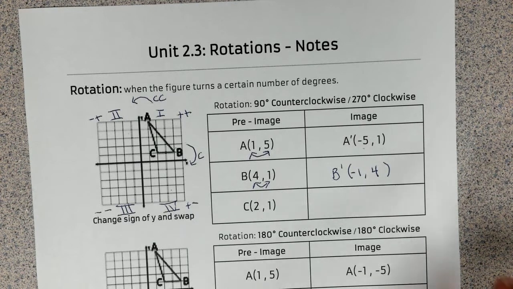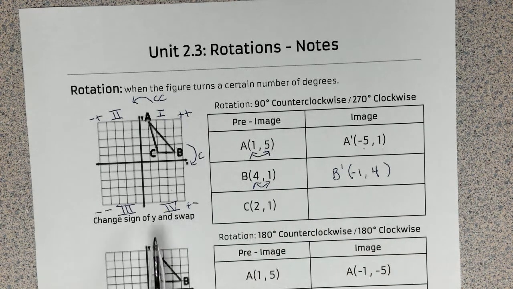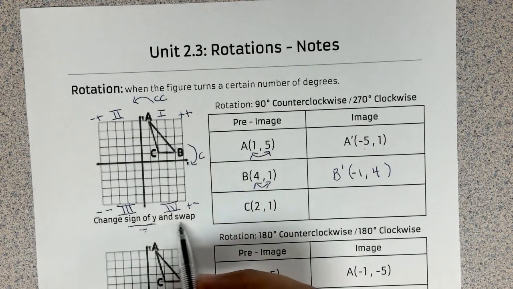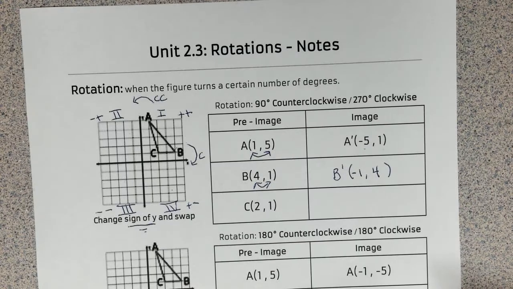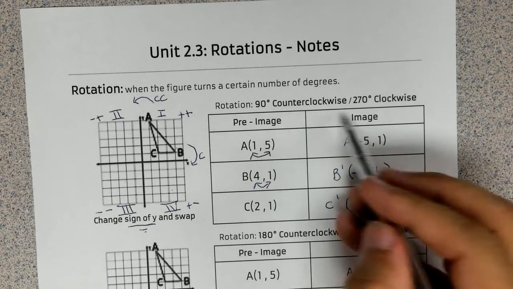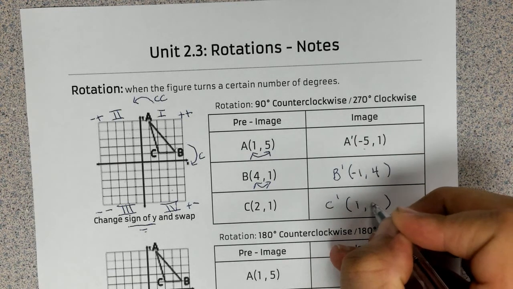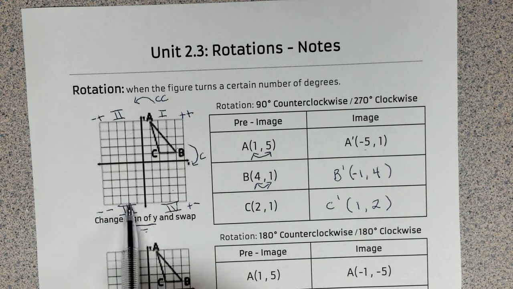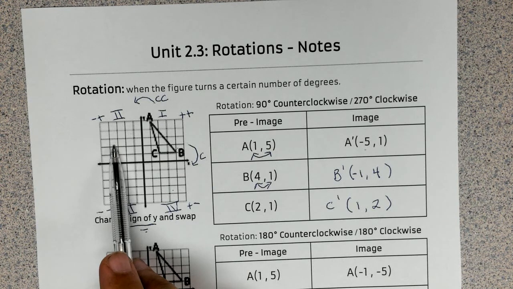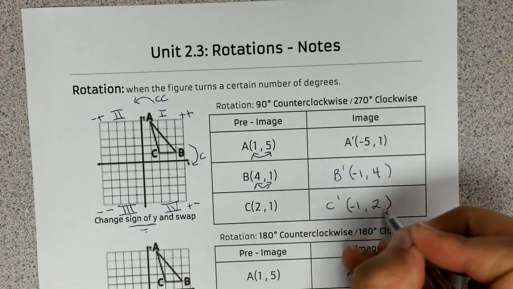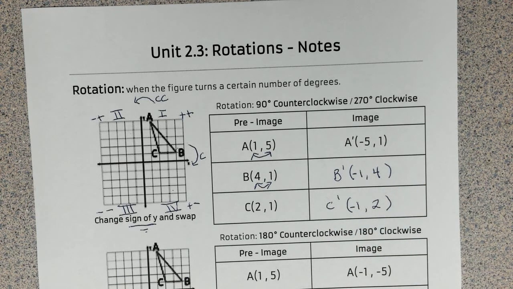Okay? With 90 counterclockwise and 270 clockwise, our rule is that we change the sign of the Y and swap the directions. If we take a look at C prime, once again, it's not 180, so I swap 1, 2, check my box. I went 90 counterclockwise. I went 1, 2, 3, 270 clockwise. I ended up in this quadrant where it's negative, positive, so it should be negative, positive. And that's how we do rotation 90 counterclockwise or 270 clockwise.